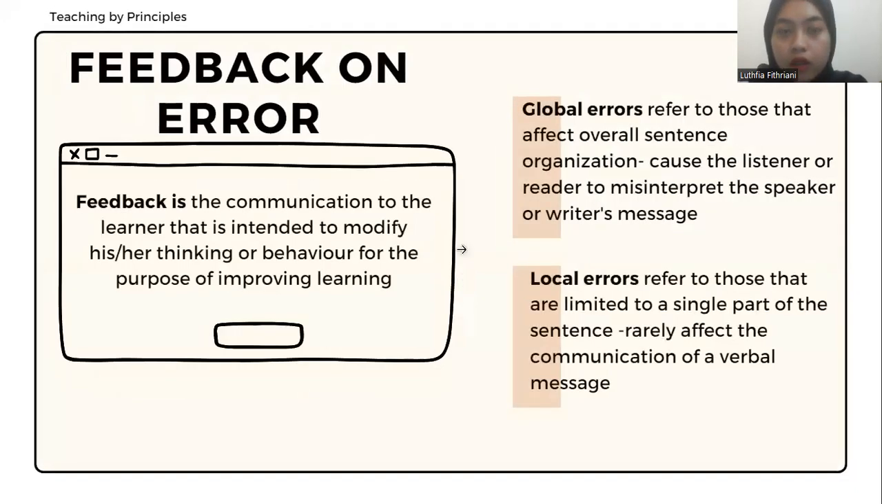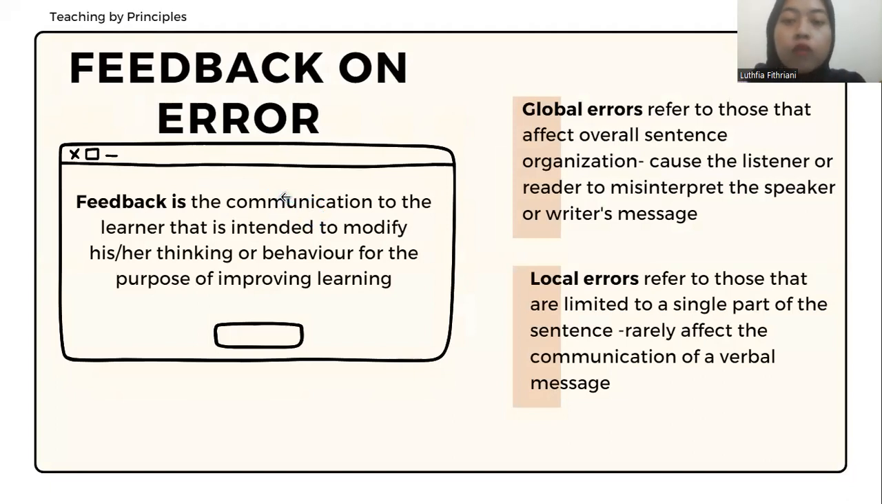Feedback and error. In teaching grammar, we must be connected with the feedback. So what is feedback? Feedback is the communication to the learner that is intended to modify his or her thinking or behavior for the purpose of improving learning.